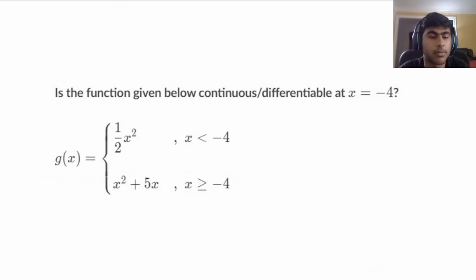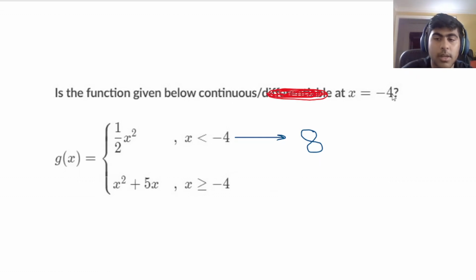Let's move on. Right, another question. Is the function given below continuous / differentiable at x equals negative 4? Right, so yeah, you know the drill. Differentiable doesn't exist. Let's plug in the numbers. Give you a second to try it on your own before we do it together. All right, let's get ready to do this one. Negative 4 squared is going to be 16 times 1/2 is 8.